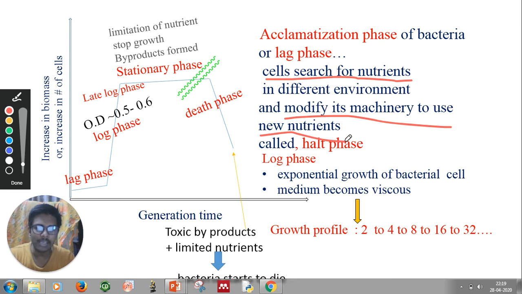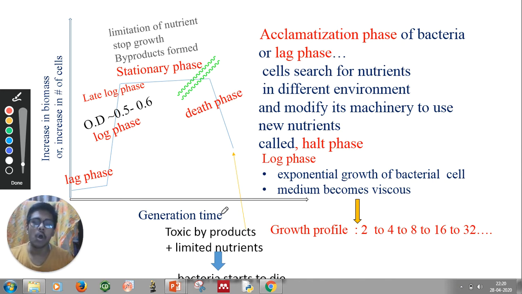So the lag phase is the primary phase of the bacterial cell growth curve. In this phase, there is no increment in the number of cells, and biomass doesn't increase that much. Not that much, at least no significant amount. So in this phase, the lag phase or acclimatization phase or halt phase, bacteria only try to modify their machinery so that they can adapt to use the new nutrients.